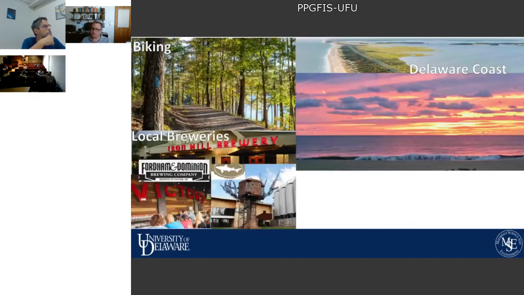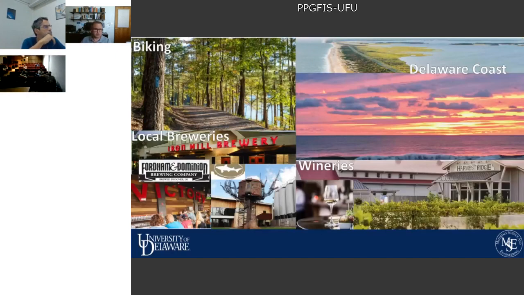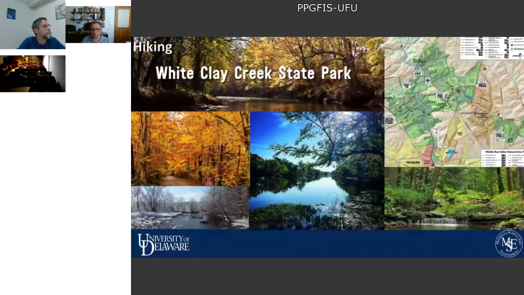A lot of things to do in Delaware. They have brewing companies. The beach is very popular in Delaware because people from Pennsylvania, Washington, D.C., end up going to the beach in Delaware. And a lot of state parks, actually.